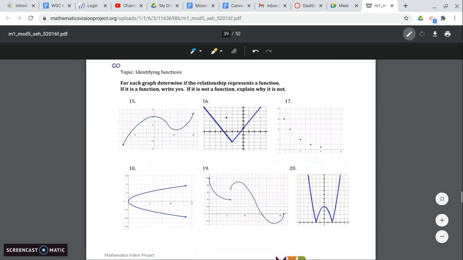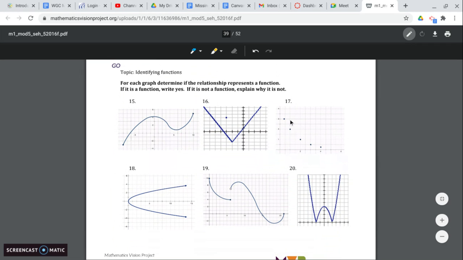All right, the last section, identifying functions. For each graph, determine if the relationship represents a function. If it is a function, write yes. If it's not a function, explain why it's not. So in order for a graph to be a function, it has to be one-to-one, which means for every x value, there can only be one y value.